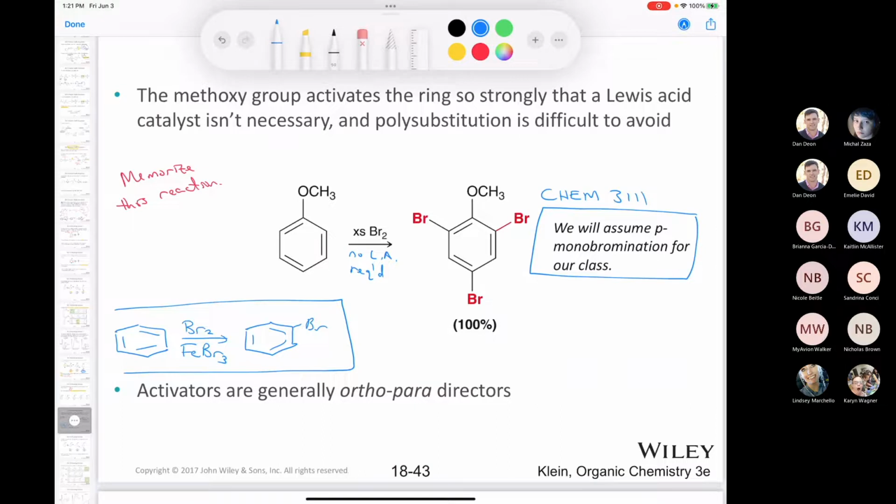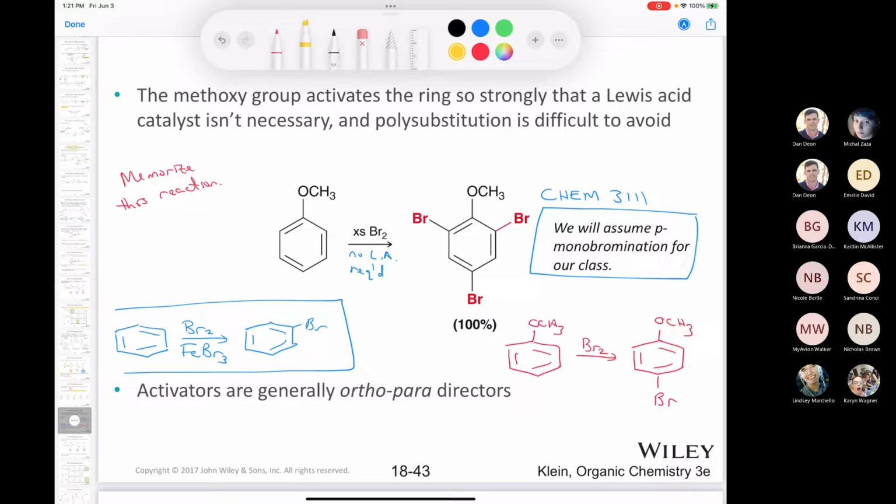So for our class, what we're going to assume is this. If you take some anisole and you treat that with bromine, Br2, it's just going to brominate in the para position, right down there. Now, there's something else that you might be wondering. Well, Mr. Dion, I thought you said if you had toluene, you got more ortho than para because statistically there's more ortho positions than para positions.